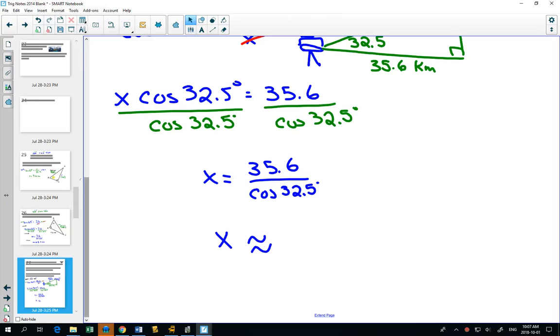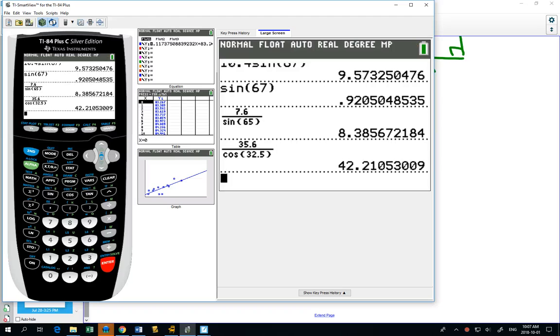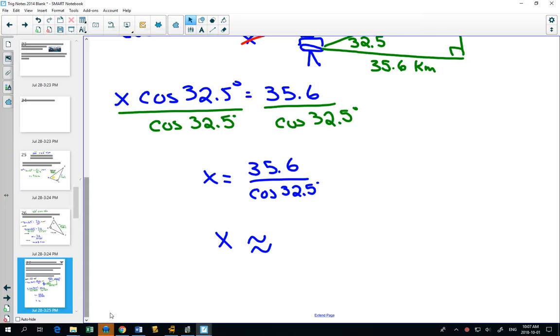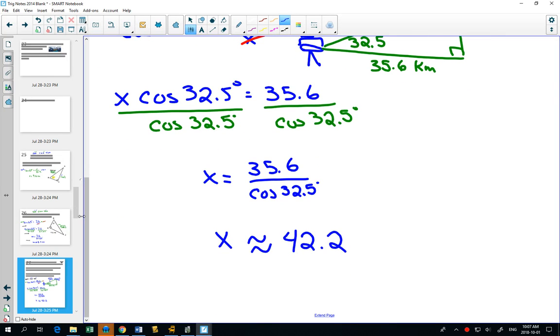Ooh, I'm going to get my approximation signs all ready. 35.6 divided by cos of 32.5 is approximately 42.2. Going up to read my question, nearest tenth of a kilometer reminds me that I need to put kilometers in there. I do a quick check. I was solving for the hypotenuse. Did it come out to be the longest side? Yes.